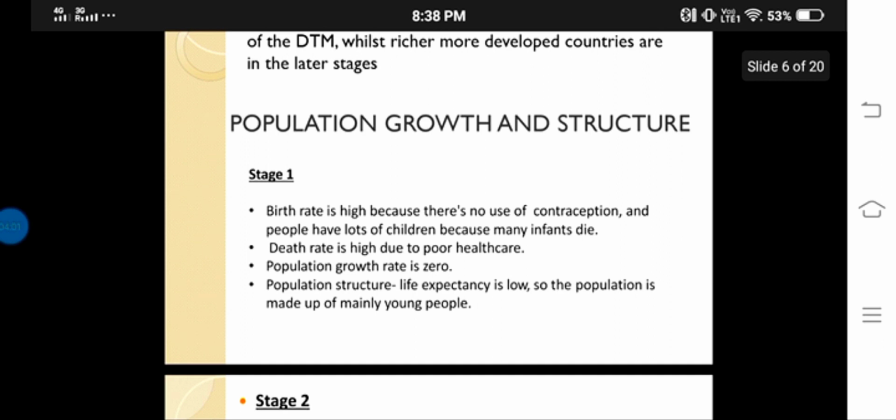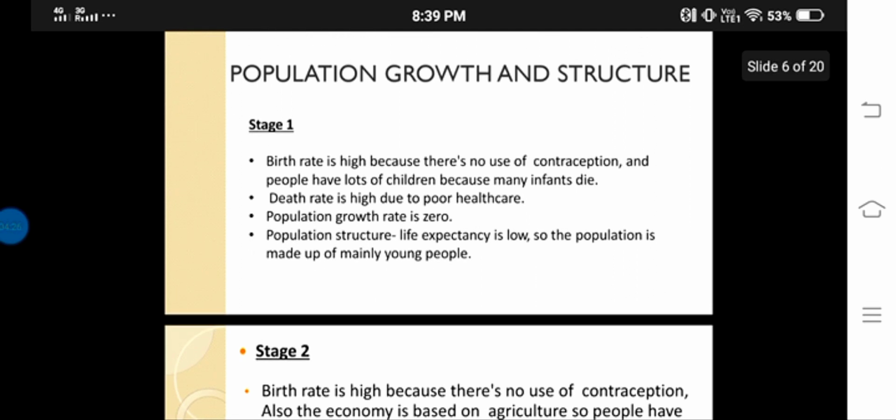Now, another one is population growth and structure. There are stages here. First of all, stage 1 is where birth rate is high and death rate is also high. Why is the birth rate high? Because no proper education or awareness is given to people regarding proper use of contraception and birth control methods. Reproduction rate is very high, and people don't know about family control methods.